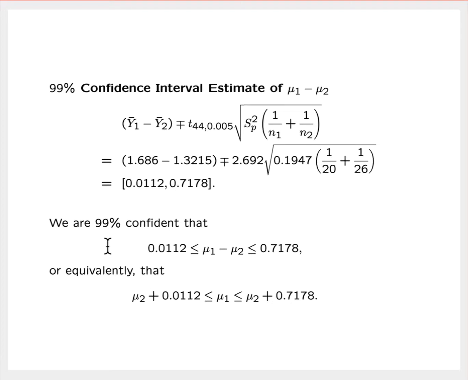So we can conclude that mu1 minus mu2 is not equal to 0, and in particular, we could conclude that it's greater than 0. Now, if we add mu sub 2 to everything in this string of inequalities, we clear that difference in the middle, and we can conclude at 99% confidence that mu1, the mean height of the mesquite trees in area A, is somewhere between 0.0112 and 0.7178 units higher than the mean height of the mesquite trees in area M.